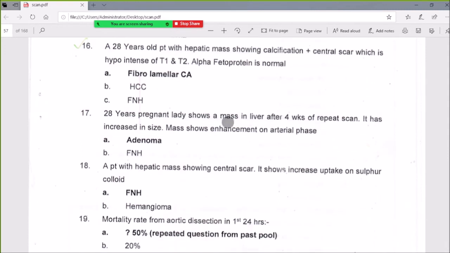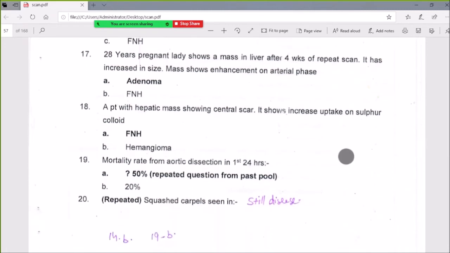17. 28-year-old pregnant lady shows a mass in liver. After 4 weeks, repeat scan shows it has increased in size. Most mass shows enhancement on arterial phase: adenoma. 18. Patient with hepatic mass showing central scar, which will increase uptake of sulfur colloid: focal nodular hyperplasia.